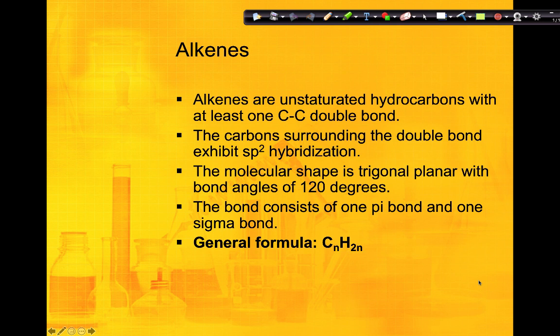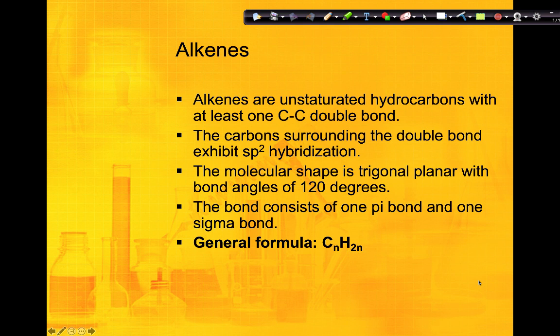All right, so when we're talking about an alkene, alkenes are unsaturated because you've got at least one or more places where you don't have a complete saturation of hydrogen. So it should have at least one double bond. It can have more though. The carbons surrounding the double bond are going to be sp2 hybridized, because remember, a double bond has a pi bond as well as a sigma bond. Sigma bonds are the only ones that hybridize.